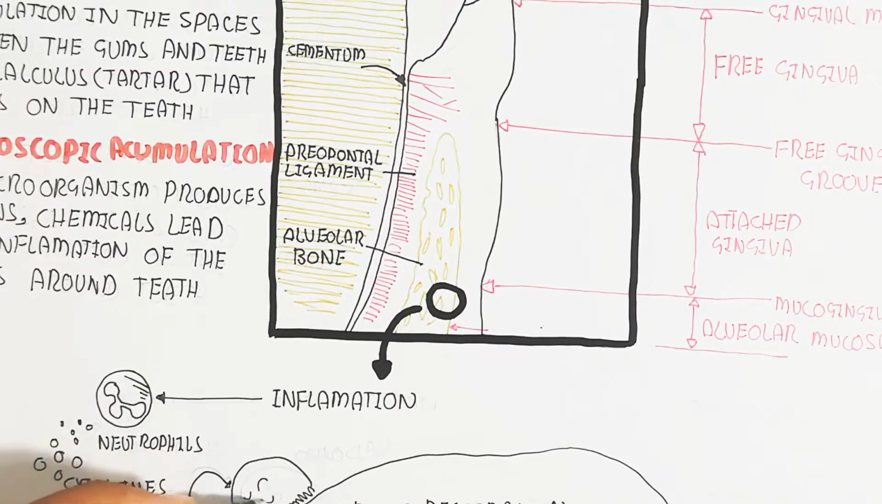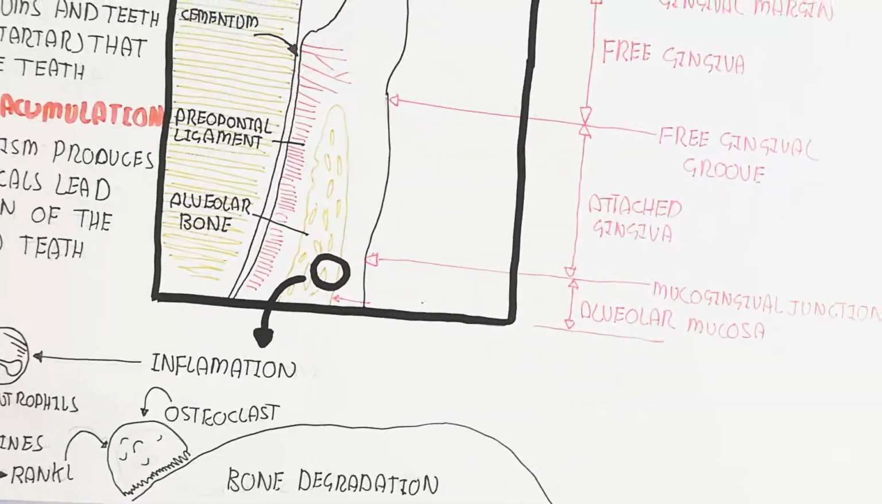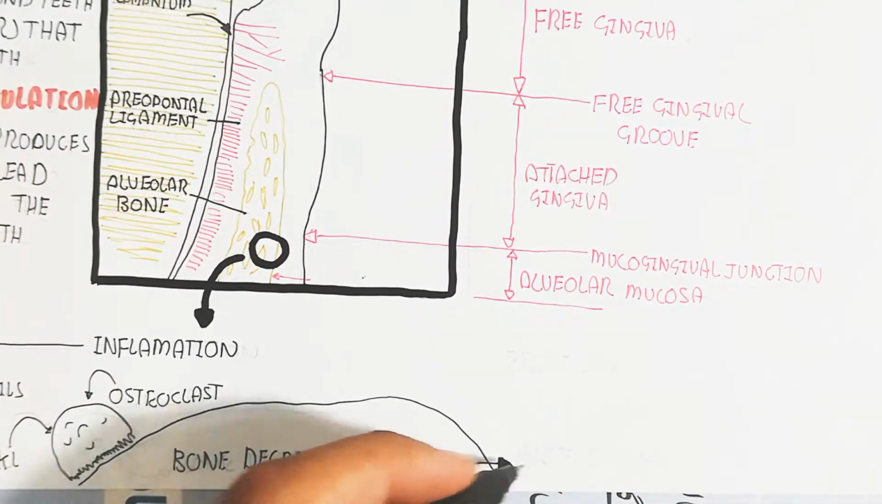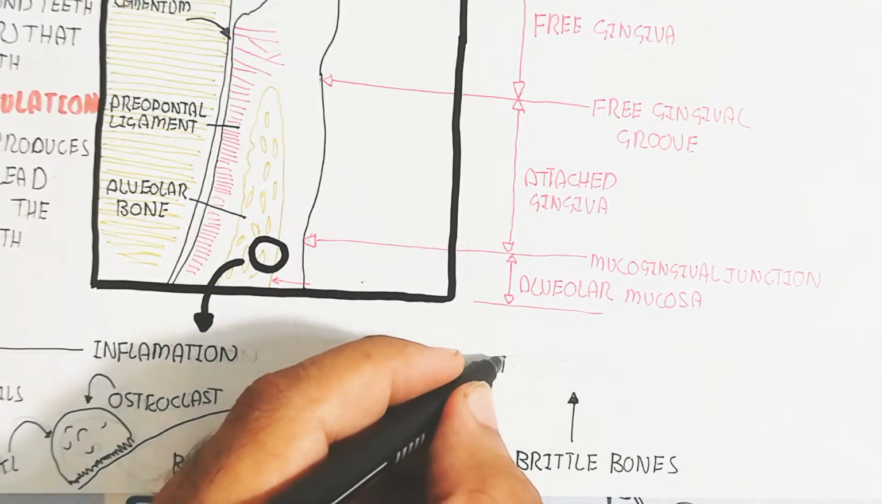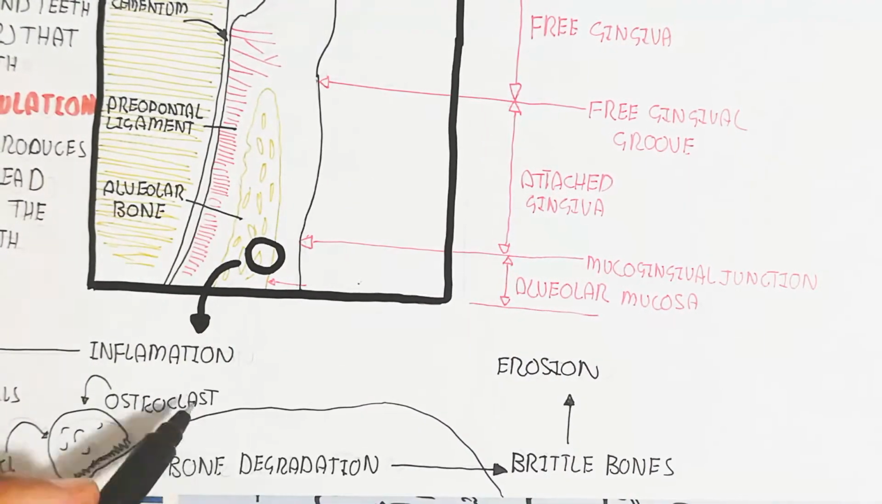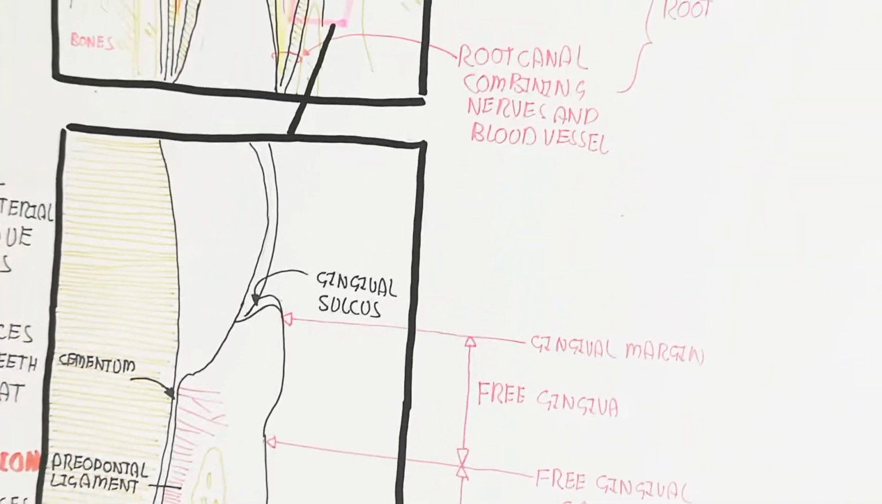After the enhancement of osteoclast activity leads to bone degradation, the bone degradation will lead to brittle bone and cause the erosion of the teeth. So anyhow, this was the teeth anatomy. We had discussed the gingiva and the teeth.